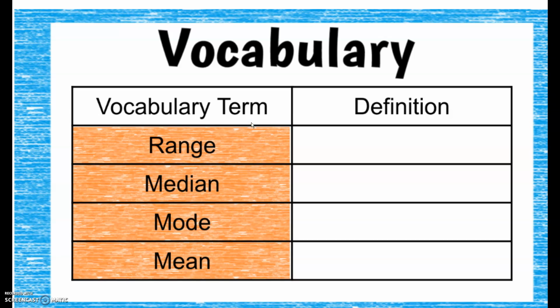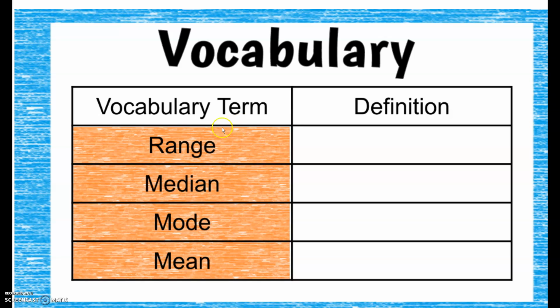All right, today we're going to review some vocabulary that's essential to doing the problems. That is range, median, mode, and mean. Go ahead and stop. Write down these vocabulary words and see if you can define them in your own words. Pause the video and come back and see if your definitions are like mine.